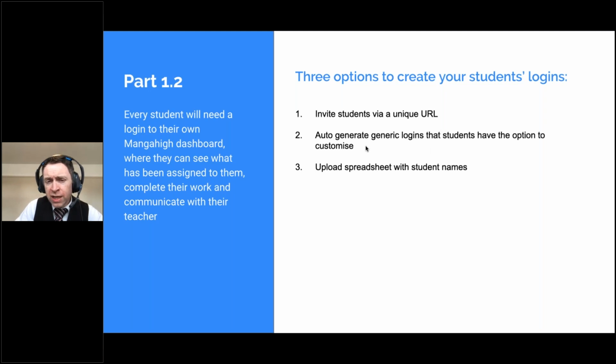The second option is you generate some generic logins like student 1, student 2, student 3. You just make some logins on the website. You then need to send out those login details to each individual student, but the students themselves type in their names, and then you'll be able to see which ones have registered.